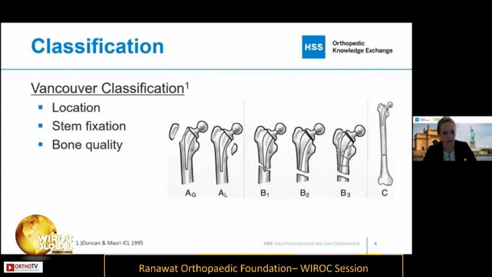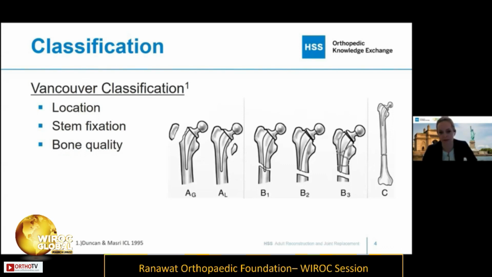So the Vancouver classification came about in the 90s out of Vancouver, and was really based on a cemented stem model. So although it's not a perfect classification for today's world, it does give us a lot of help because it is predictive of how these fractures should be treated according to classification. So you have the A's, which is both the greater or the lesser trochanter involved, and that typically is a stable stem with a greater trochanter fracture or lesser trochanter fracture.